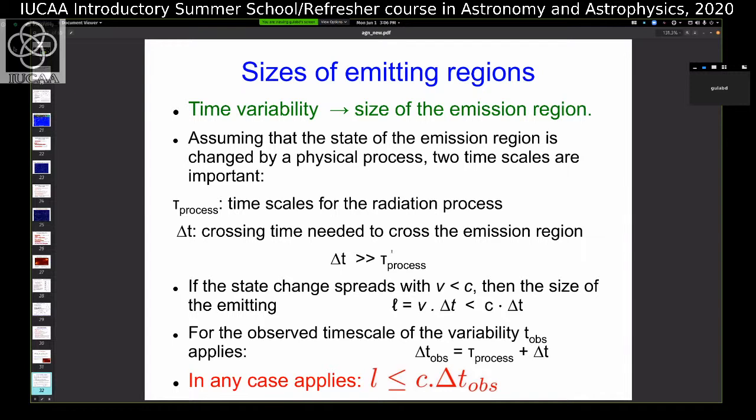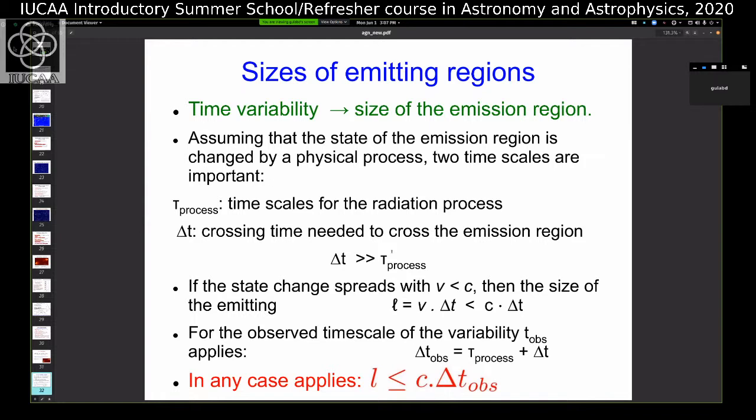Assume that the state of the emission region is changed by a physical process. If there is variability, something has to change. So there are two time scales which are important. One is T process, which is the time scale for the radiation process. The other time scale, delta T, is the crossing time needed to cross the emission region. You can imagine a spherical region where the state of the region at the center may first change, and that initiates the variability.